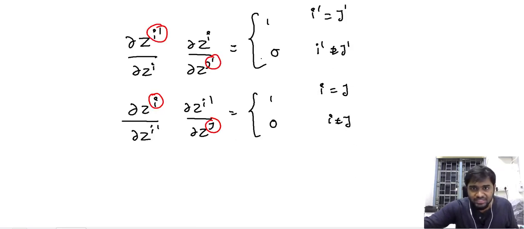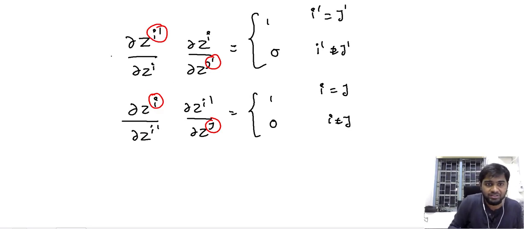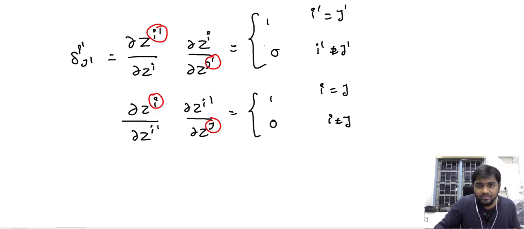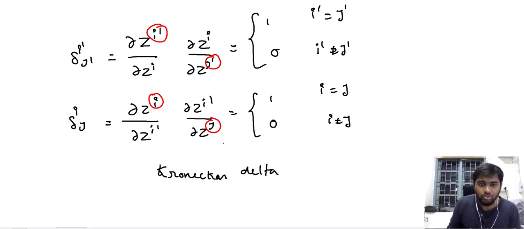Now, such a relation can be simplistically expressed in this manner as delta i j, or delta i prime j prime. This delta means that when i prime and j prime are equal, they assume a value of 1. When i prime and j prime are not equal, they assume a value of 0. In the same way, this can be expressed as delta i j, and when i and j are equal, the delta would be 1. When i and j are not equal, the corresponding value of the delta would be 0. This is what is often referred to as the Kronecker delta. So the Kronecker delta is a simplistic representation of this condition here.